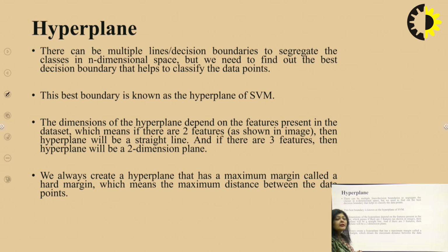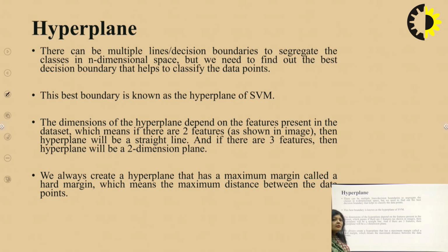Now there are certain terms that we need to know about support vector machines. A hyperplane is nothing but a line or decision boundary that segregates the data points into multiple classes in n-dimensional space. We need to find the best decision boundary out of all the lines that we can draw to separate two classes or more than two classes. This best boundary is known as the hyperplane of the SVM.